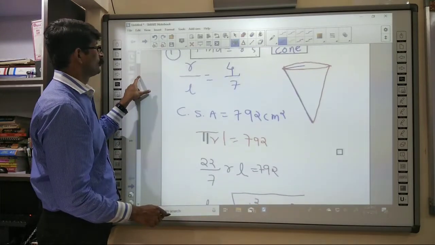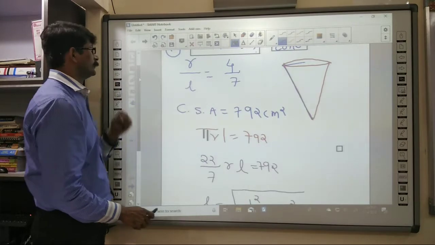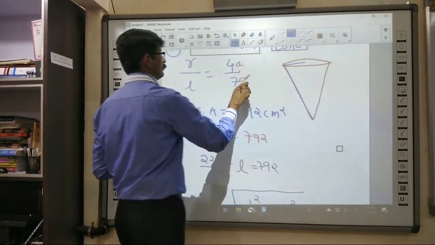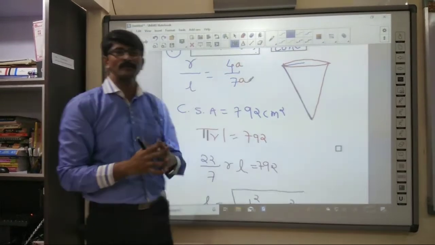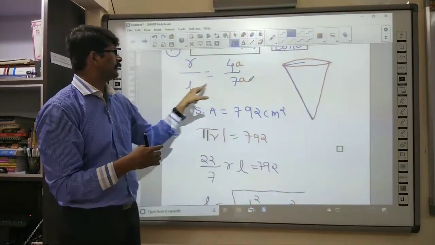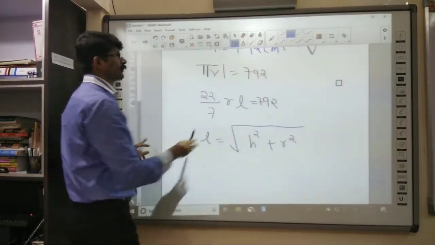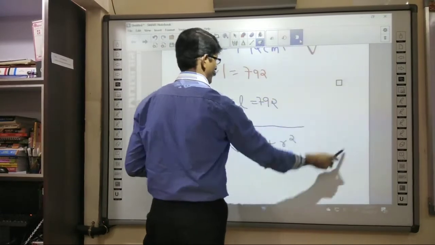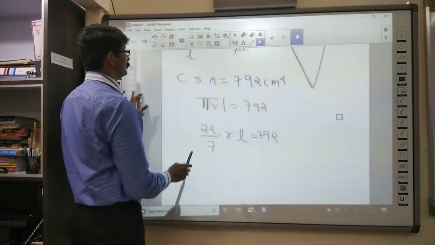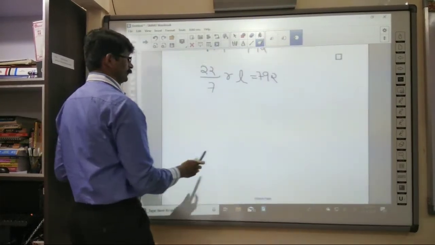We have already been given r by L is 4/7. So if I am taking that equal to say a, because we cannot take radius equal to 4, let's say the radius is equal to 4a and the lateral height is equal to 7a. So what are we going to do? I don't have this formula, so I'm going to substitute that L as 7a and the radius as 4a.